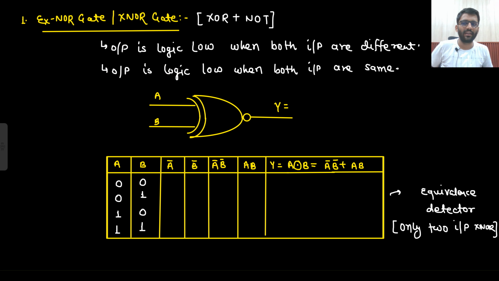But first, let's see about EXNOR gate. So what is EXNOR gate? EXNOR gate is simply XOR gate plus NOT. So this was our XOR gate.